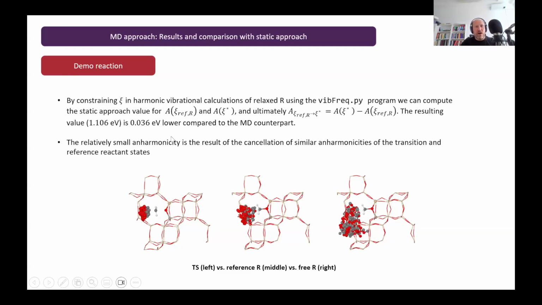Certainly it doesn't explain it. By the way, we can understand why this number is relatively small. This comes from a cancellation in similar anharmonicities for the transition and reference reactant states. One should keep in mind that the reference reactant state is not exactly the same thing as the free reactant, right? Because of the presence of the constraint, just like in the transition state, carbon monoxide cannot really leave far away from the methyl group. So even though there is some quantitative difference between reactant and transition state, it is not as spectacular as the difference between the unconstrained reactant and anything else, right?